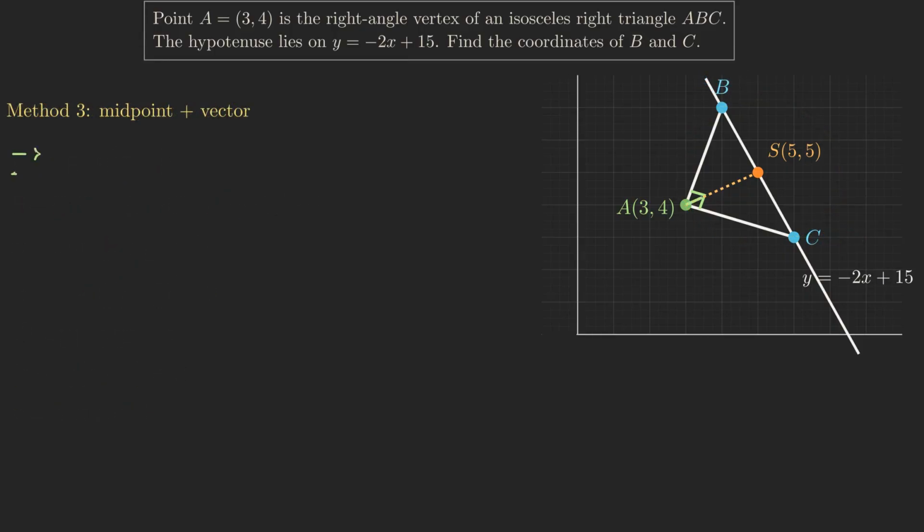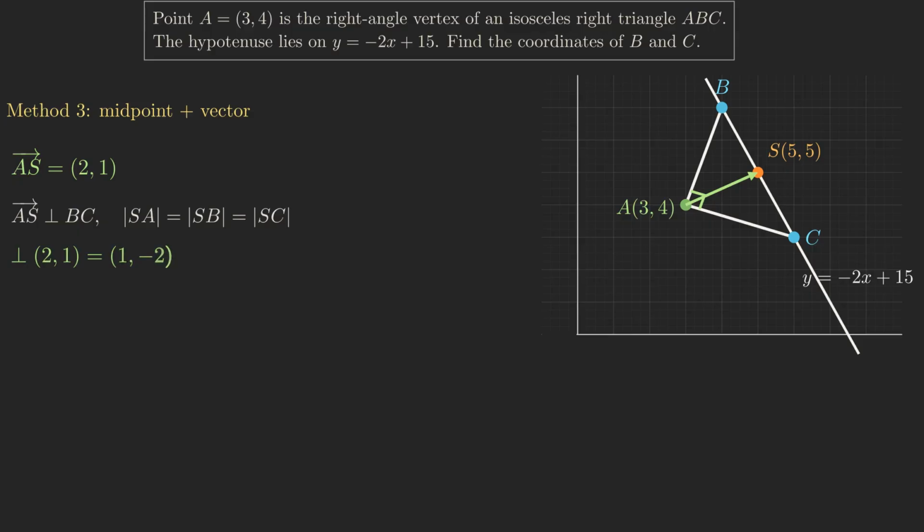Method 3 is the shortest. Here we use the fact that the green segment is perpendicular to the hypotenuse and meets it exactly at its midpoint. And from the circle, we already know that SA, SB, and SC must have the same length.